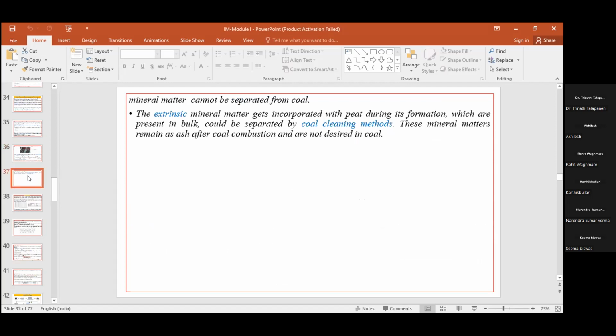So the extrinsic mineral matter which is incorporated with the coal in bulk form could be separated by washing techniques, whereas the matter which is present inside cannot be separated. And this mineral matter remains as ash after coal combustion, which is not desired for the coal.